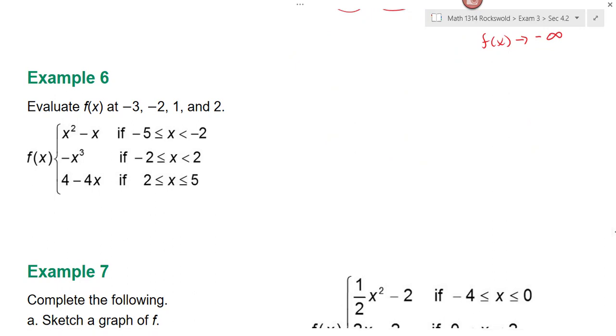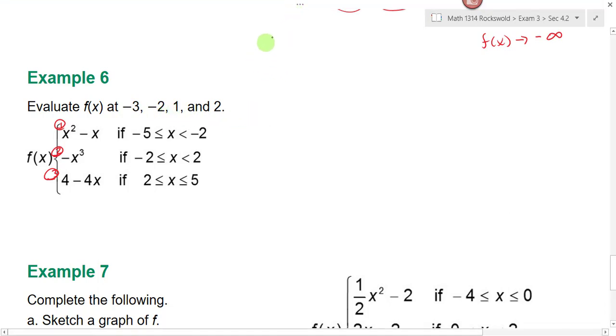All right, on the last couple problems, we're going to be looking at piecewise functions. Do y'all remember piecewise functions? We've looked at these before. Remember, they're just a function where we take three different functions and we graph them over different regions. So I'll call this equation 1 just for points of reference, equation 2 and equation 3, and we're asked to find f of negative 3, negative 2, 1, and 2.